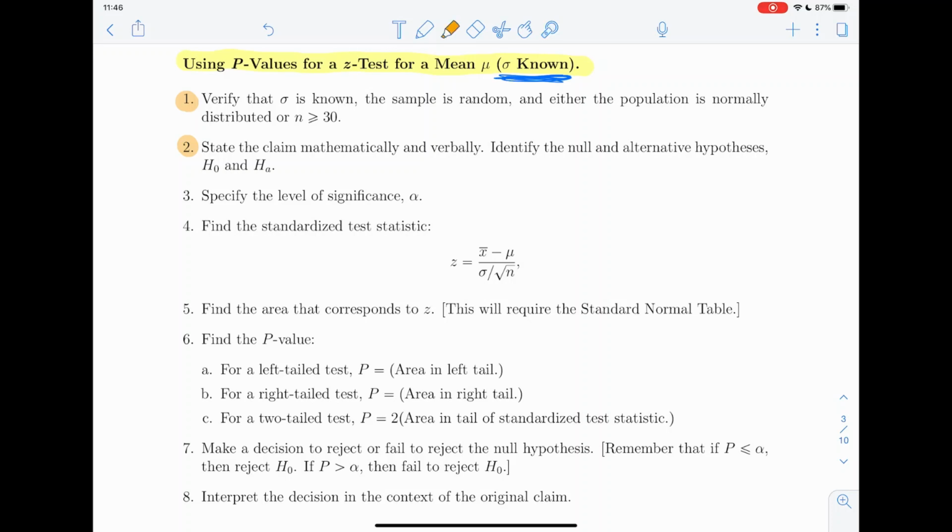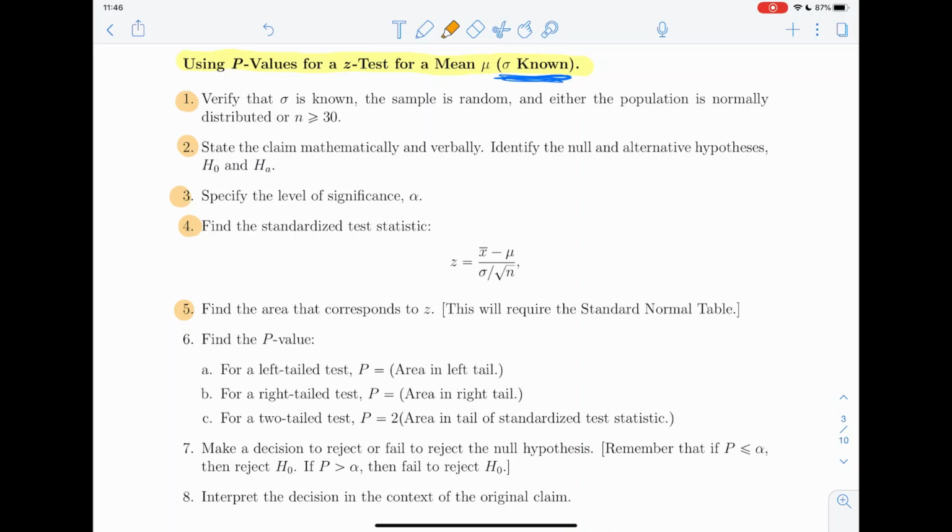Step 3, specify your level of significance that you're going to compare your p-value to. Step 4, convert your test statistic into the standardized test statistic by computing its z-score. Then, once we have the z-score, we're going to use the standard normal table to find the area corresponding to that z-score.